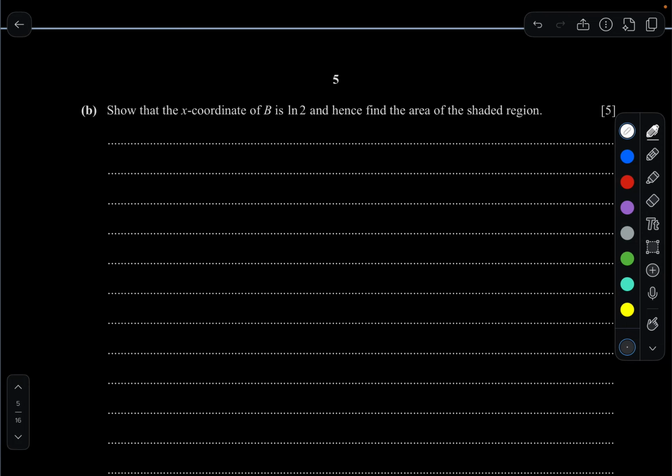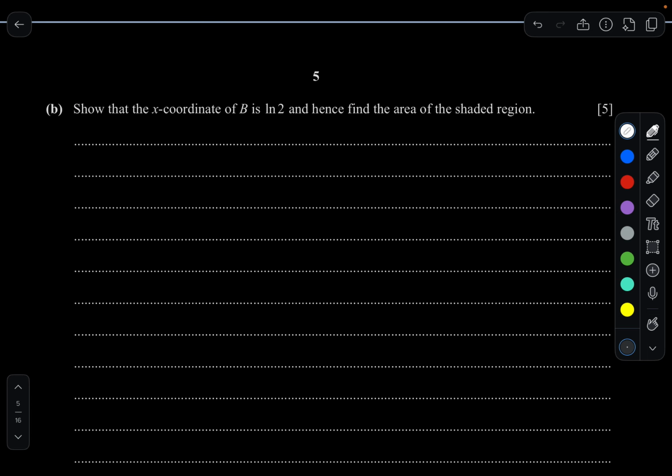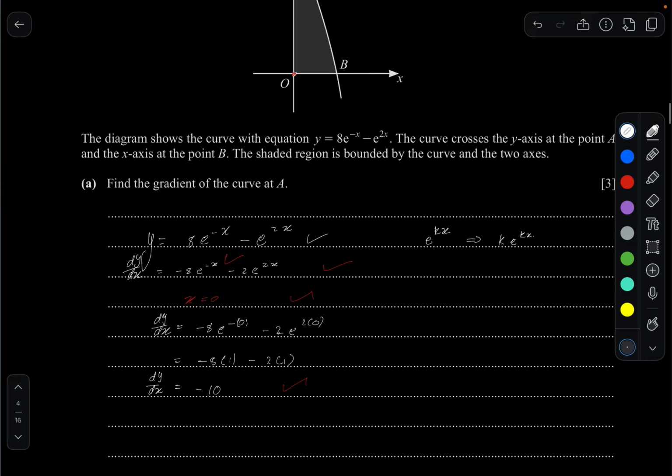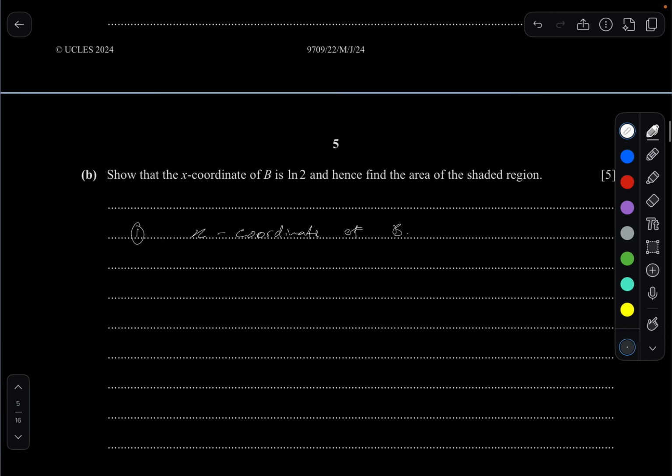Now they say, show that the x coordinate of B is ln 2, and hence find the area of the shaded region. So this is 5 marks, so it is a 2-part question. The first part, we need to find the x coordinate of B. If we're looking at this diagram, the x-coordinate of B is the x-intercept, right? So x-intercept is where y is 0.